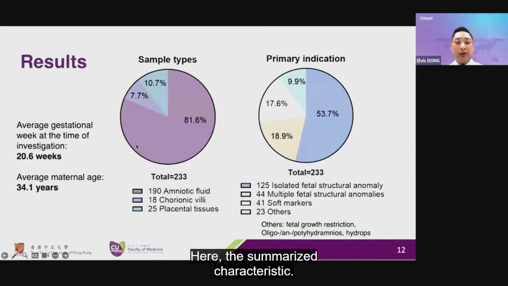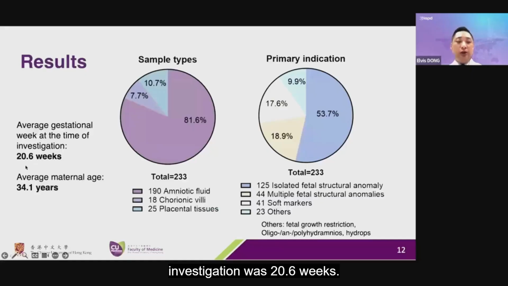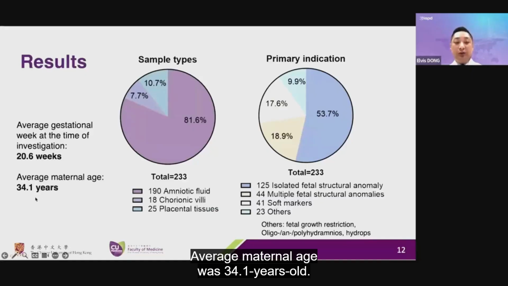Here are the summarized characteristics. Average gestational age at the time of investigation was 20.6 weeks. Average maternal age was 34.1 years. The majority of cases were amniotic fluid samples, and the majority of indications were isolated fetal structural anomalies.